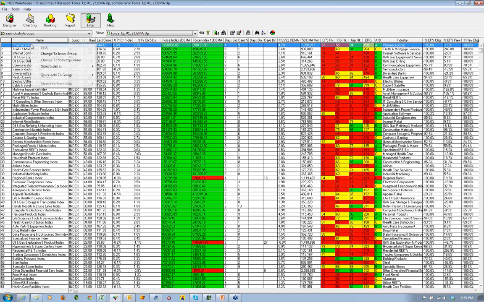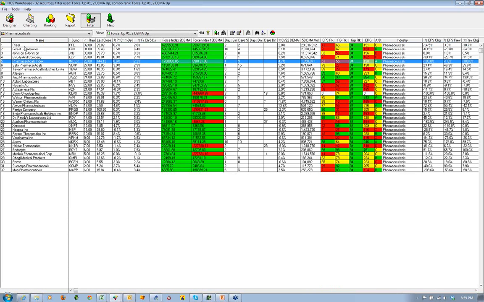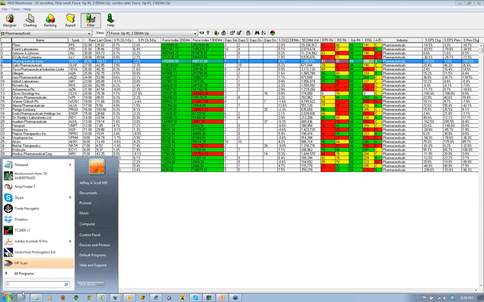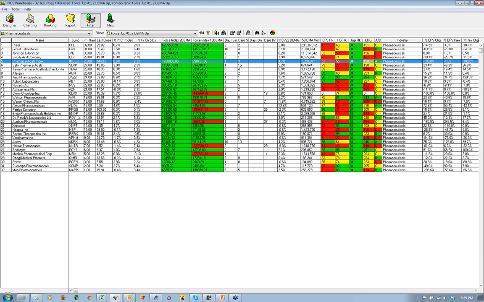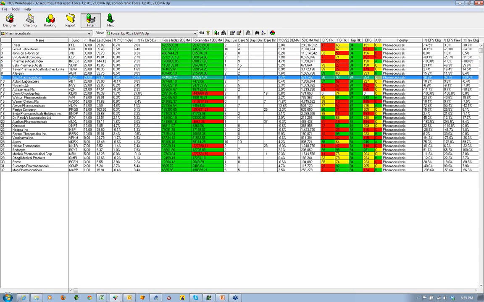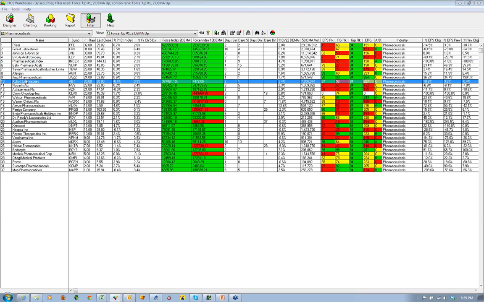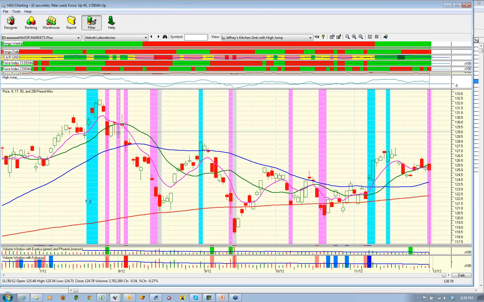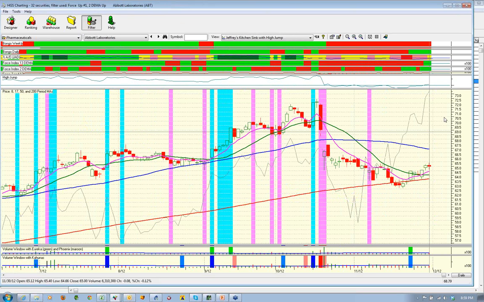So let's start with the pharmaceutical index. I right-click on this, change the index group, and it shows me where the strength is in this group. Last week we looked at several of these, and I'll take a look at them right now. There are some here that I find interesting. I like the chart pattern on SLXP. I love the numbers on Jazz. And I recently bought Abbott. We'll take a look at that. There's a lot to like in this group.